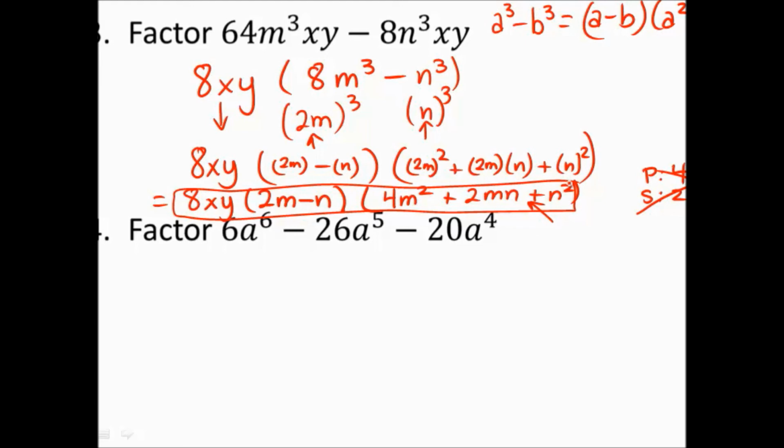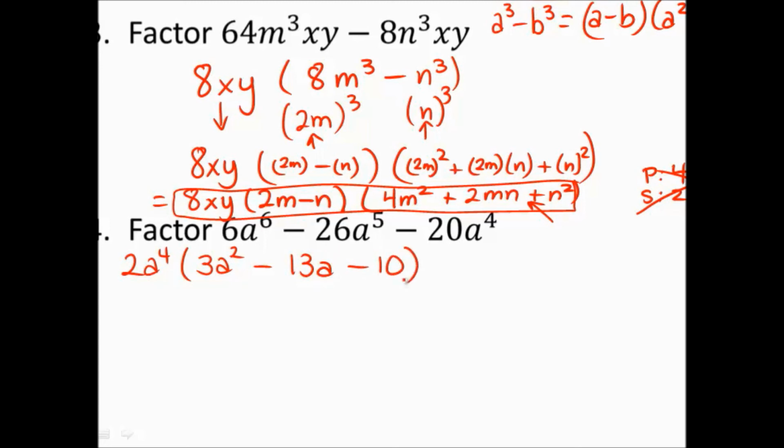Let's take the next example over here. We've got 3 terms. Let's try and take out the greatest common factor first. So the greatest common factor, we've got 2. They're all divisible by 2. And a to the power of 4. So that leaves us with 3a squared minus 13a minus 10.